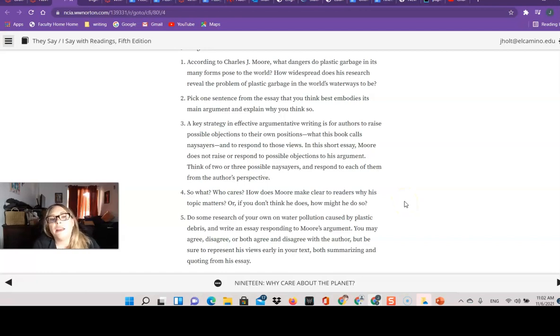A key strategy in effective argumentative writing is for authors to raise possible objections to their own positions, what this book calls naysayers, and what you are going to do in assignment number 2, and to respond to those views. In this short essay, Moore does not raise or respond to possible objections to his argument. Think of 2 or 3 possible naysayers and respond to each of them from the author's perspective. So I'm not going to do this, but you are actually doing this, right? I kind of got the assignment from the text. It's a very similar idea, right?